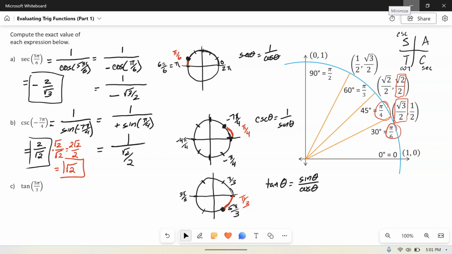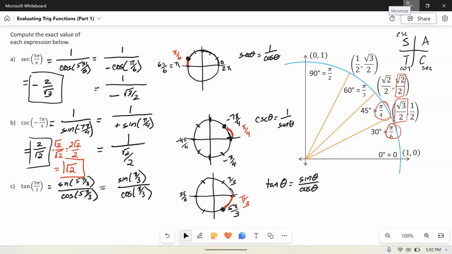So I could rewrite the tangent of 5 pi over 3 as the sine of 5 pi over 3 divided by the cosine of 5 pi over 3. Okay. So now let's apply our reference angle. So I could rewrite both the sine and the cosine as pi over 3. So sine of pi over 3 over the cosine of pi over 3. But now I do need to apply the sign, the positive or negative here.